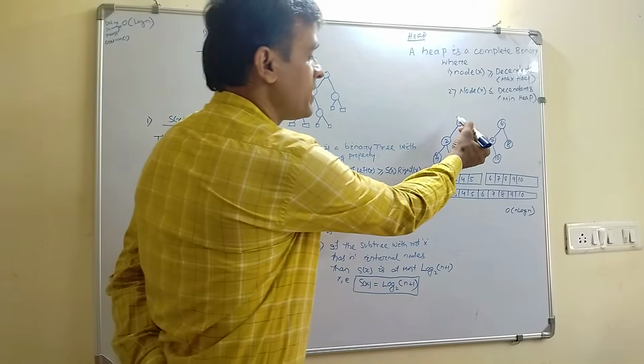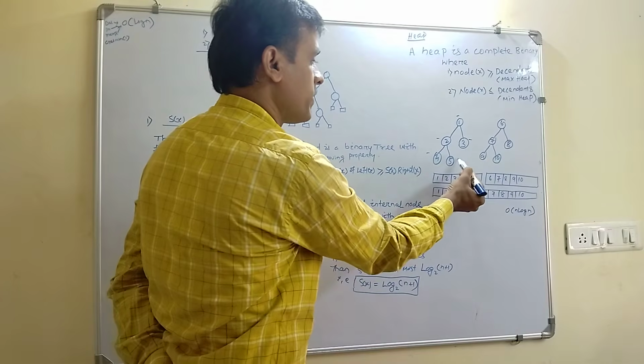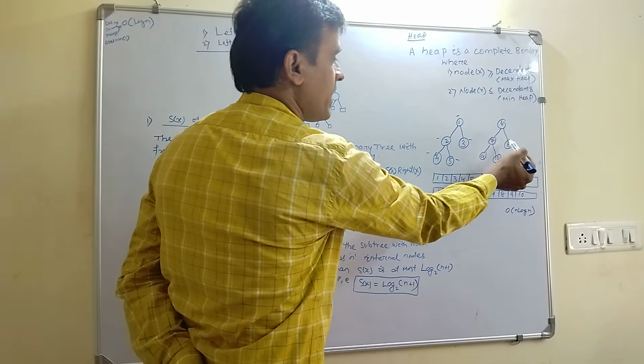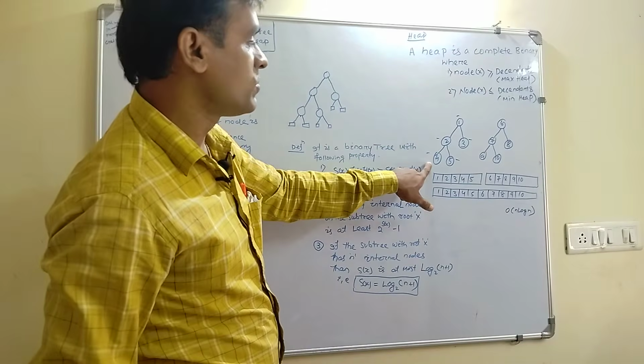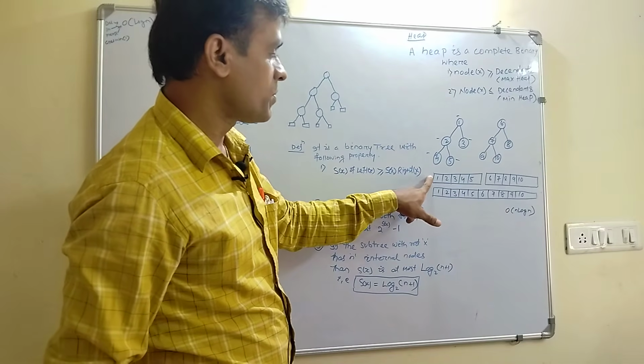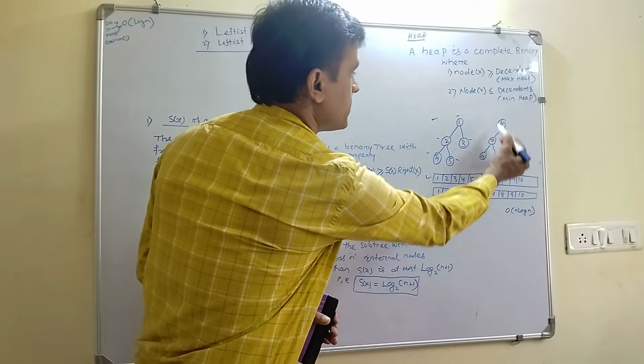Suppose this is a min heap that I have taken. This node is 1, this is 2, this is 3, this is 4 and 5, and here is 6, 7, 8, 9 and 10. In my last class I explained how to represent these nodes in the form of an array. So suppose this is the representation of this tree and this is the representation of this tree.